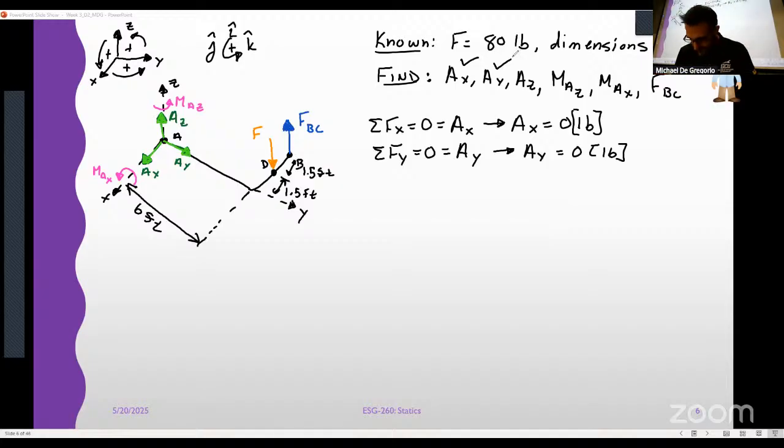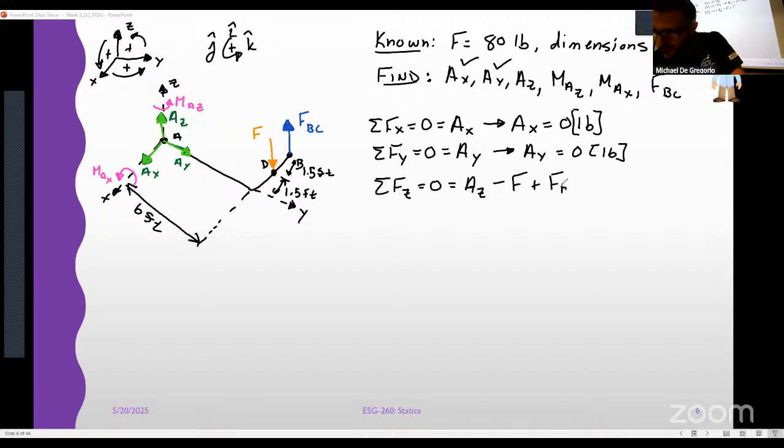Okay, so let's keep going. If I sum the forces in the z direction and set that equal to zero, what do I have? Well, I've got A_z. Okay, what else? Minus F plus F_BC. In that case, I've got two unknowns in there, so I can't solve it directly, but that's all right. We'll just call this equation one, and we will move on.